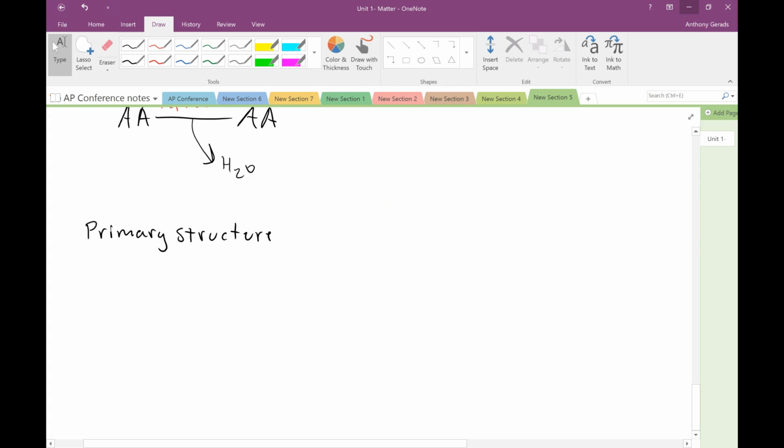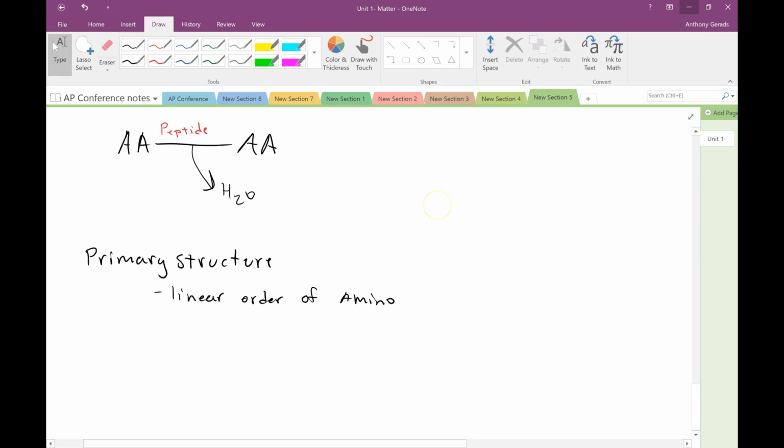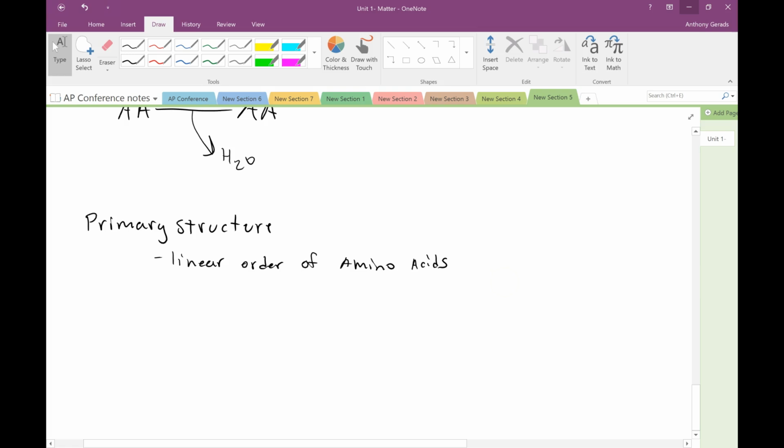The primary structure is going to be the linear order of amino acids. Peptide bond. That's what type of bond that is, peptide bond. So if I were looking at this, let's say I've got gly, glu, ala, phe. So those are all amino acids. They're linked together. That's what primary structure is. It's just what order do they occur in?